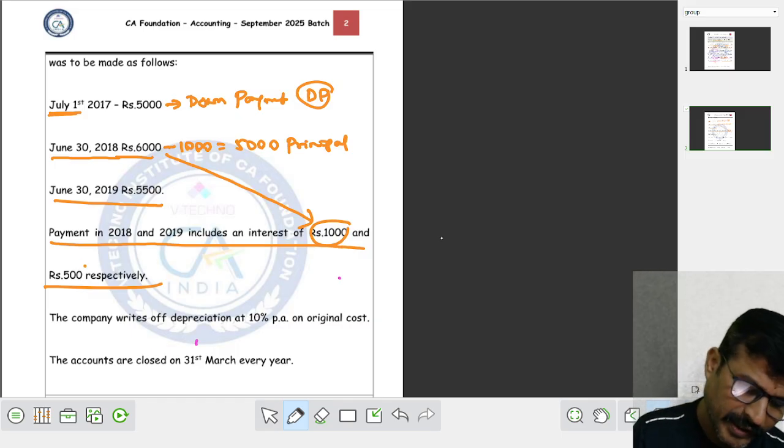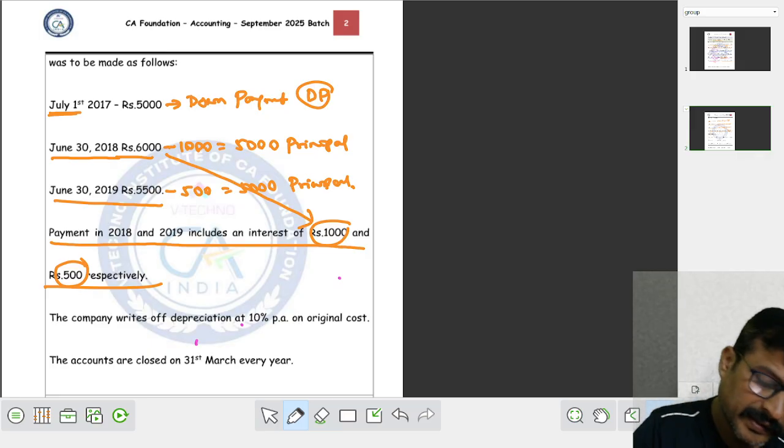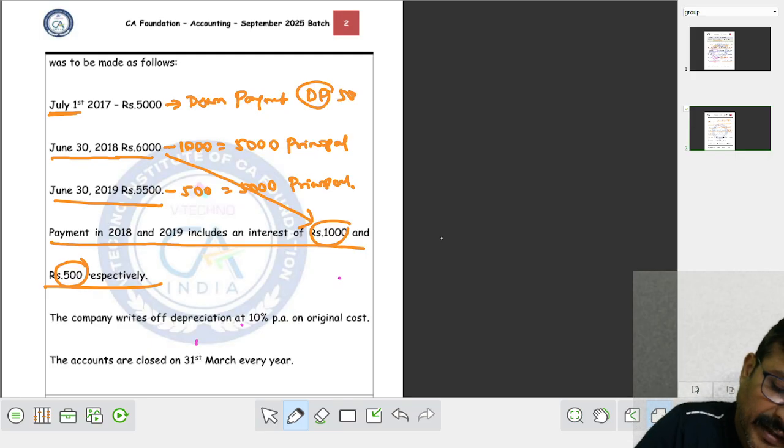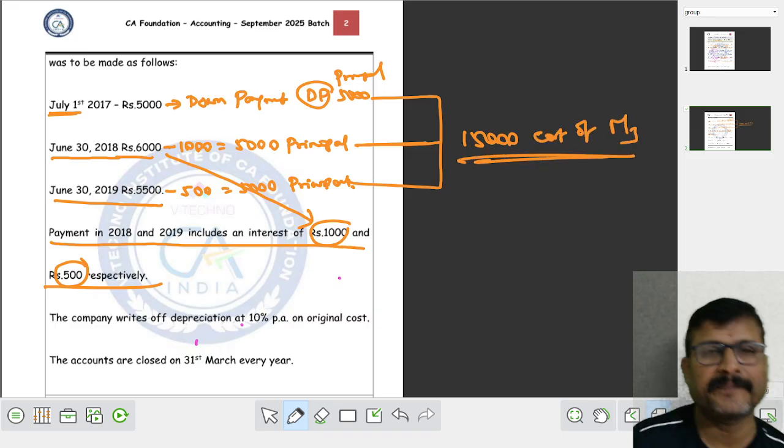See, then in 2019 the interest is 500. Out of 5,500, you subtract 500. We are getting 5,000 as principal. Here you paid a down payment of 5,000. This down payment is also principal. How much principal did you pay? Three principal amounts, that is 15,000, is the cost of M3.